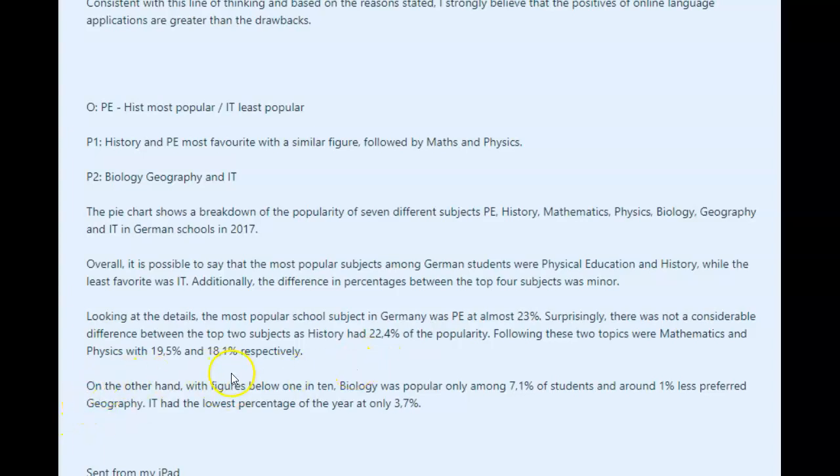So, on the other hand, with figures below 1 in 10, biology was popular only among 7.1% of students, and around 1% less preferred geography. Okay, that's a fine way of doing that. IT had the lowest percentage of the year at only 3.7%.